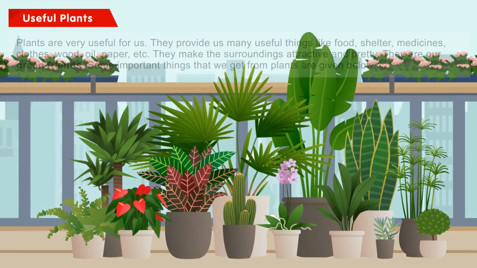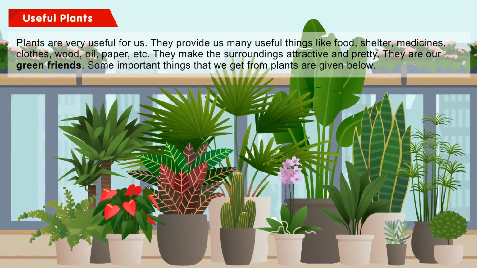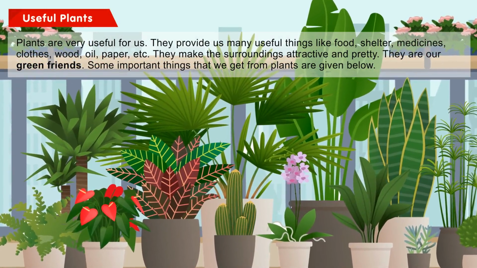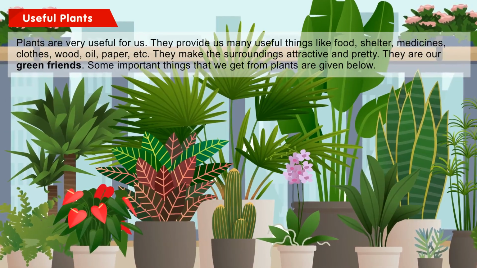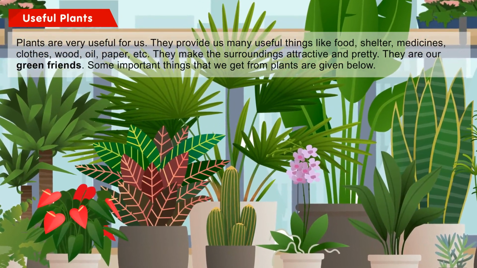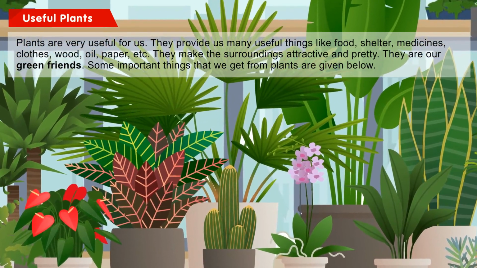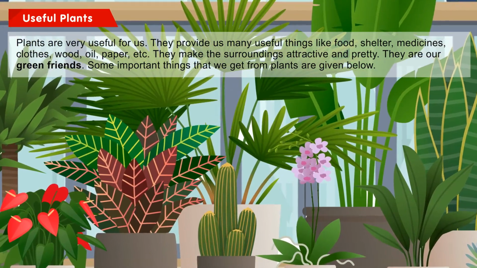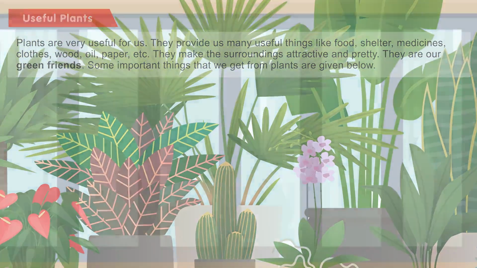Useful plants. Plants are very useful for us. They provide us many useful things like food, shelter, medicines, clothes, wood, oil, paper, etc. They make the surroundings attractive and pretty. They are our green friends. Some important things that we get from plants are given below.